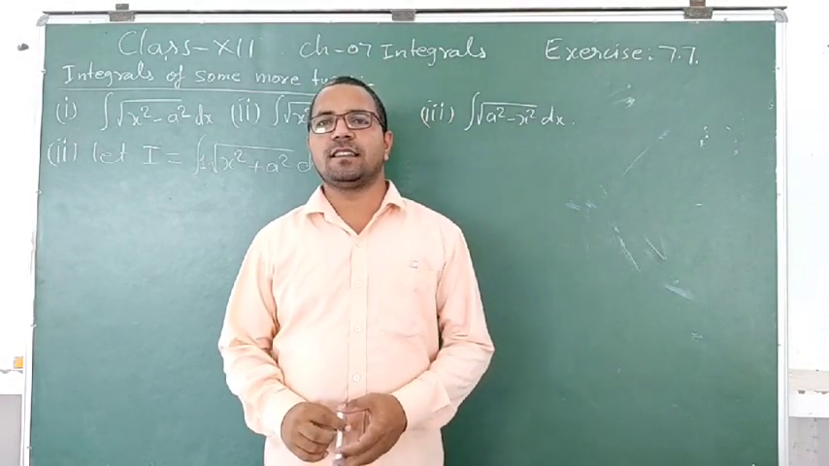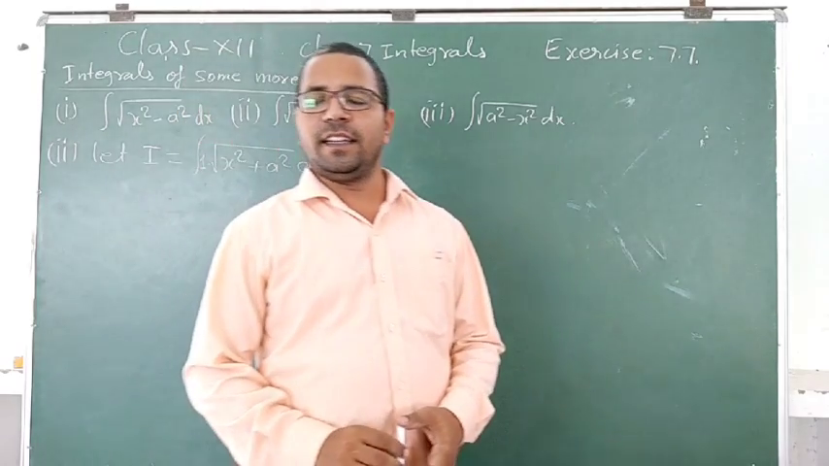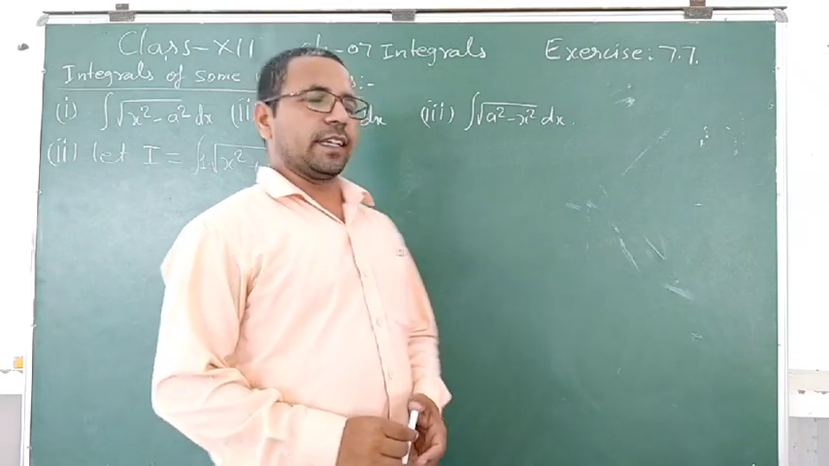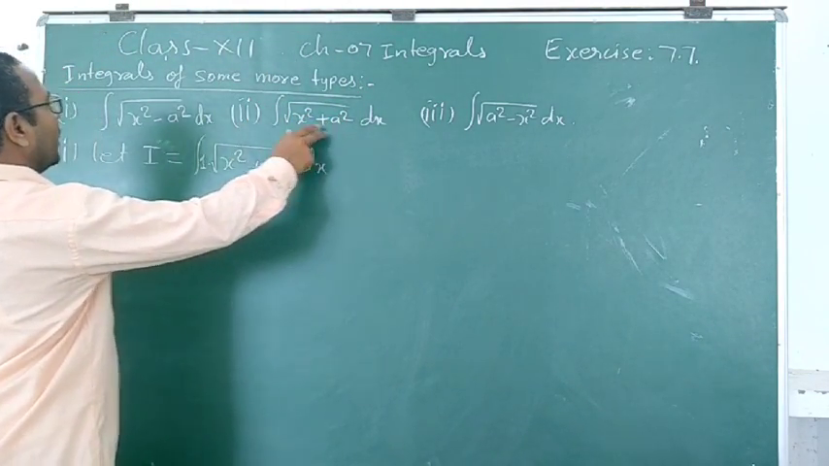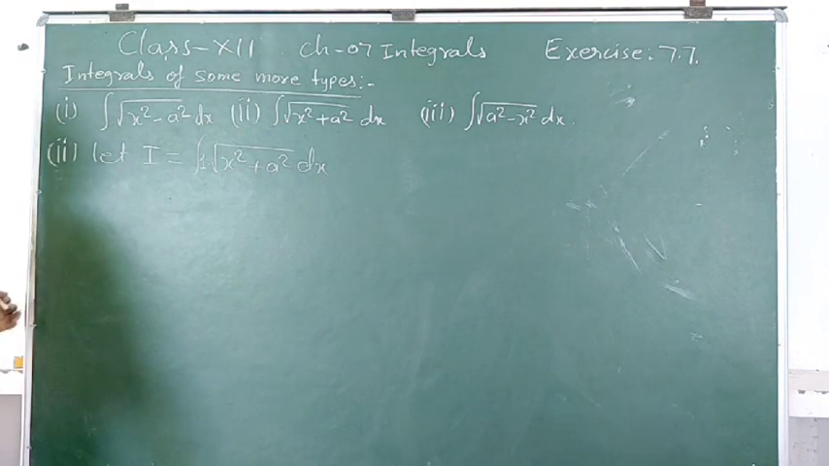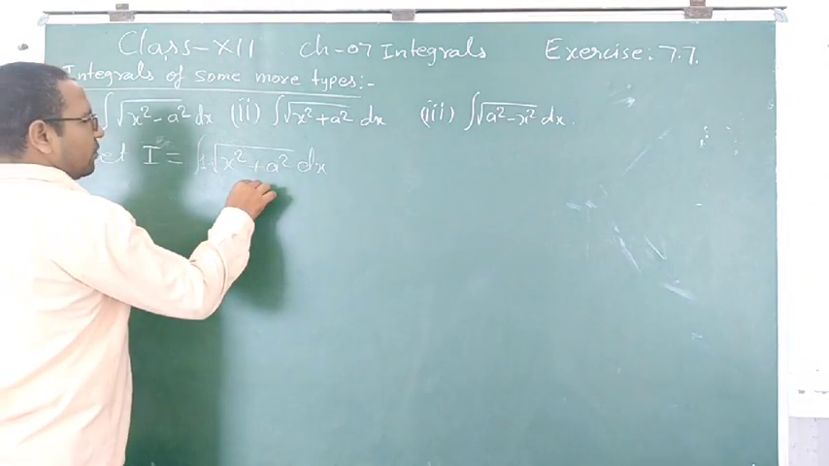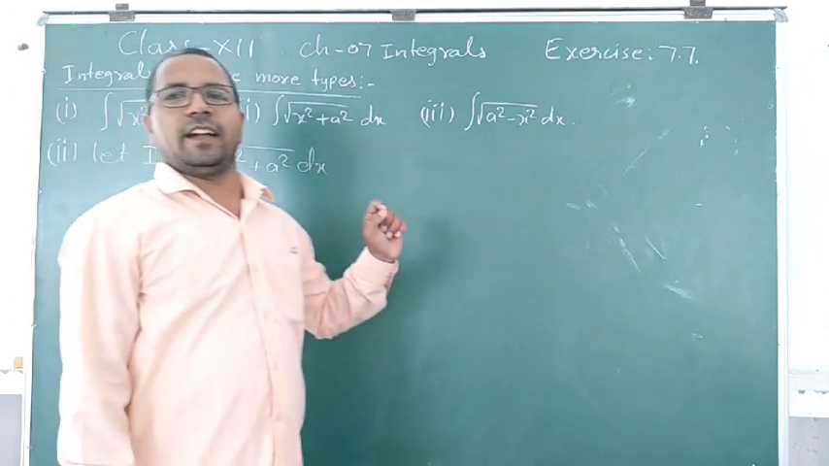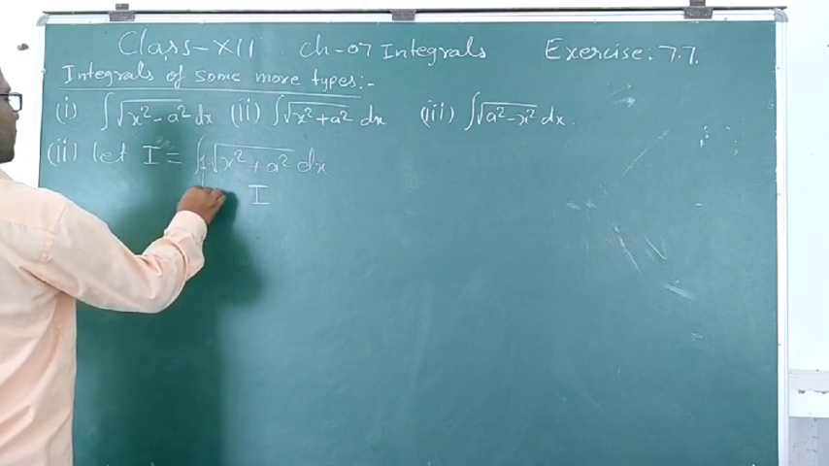So now students, let's see the second part, that is the integral of some more types. We will discuss the second one. The second one is the integral of root x square plus a square. What is the difference? Earlier a square was negative, and now we have positive. So now let's see this special type of integral. Again we will use this as the first function, because we do not know the integral of this one, that's why we are taking it as the first function. And consider this one as the second function.